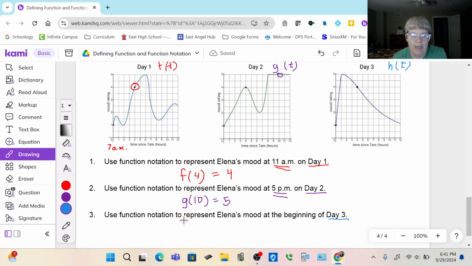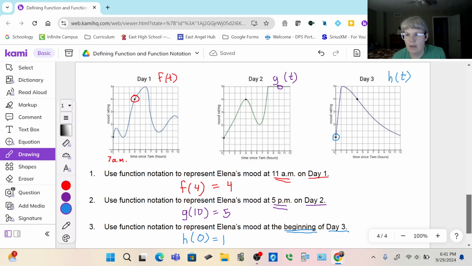So we're going to have h of, at the beginning, well, that's at 7 a.m. That's when she wakes up. So at the beginning, our input is going to be 0, and she rates herself a 1. So h of 0, that's the beginning, equals 1. That's telling me h is the day 3, 0 is 0 hours since 7 a.m., so that is 7 a.m., equals a 1, which was her mood at the time she woke up.